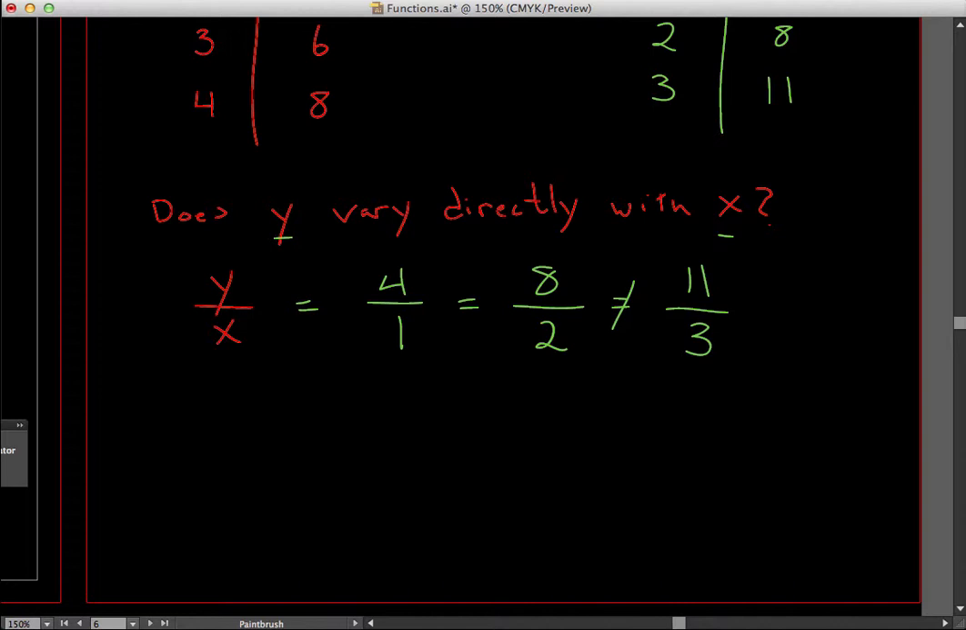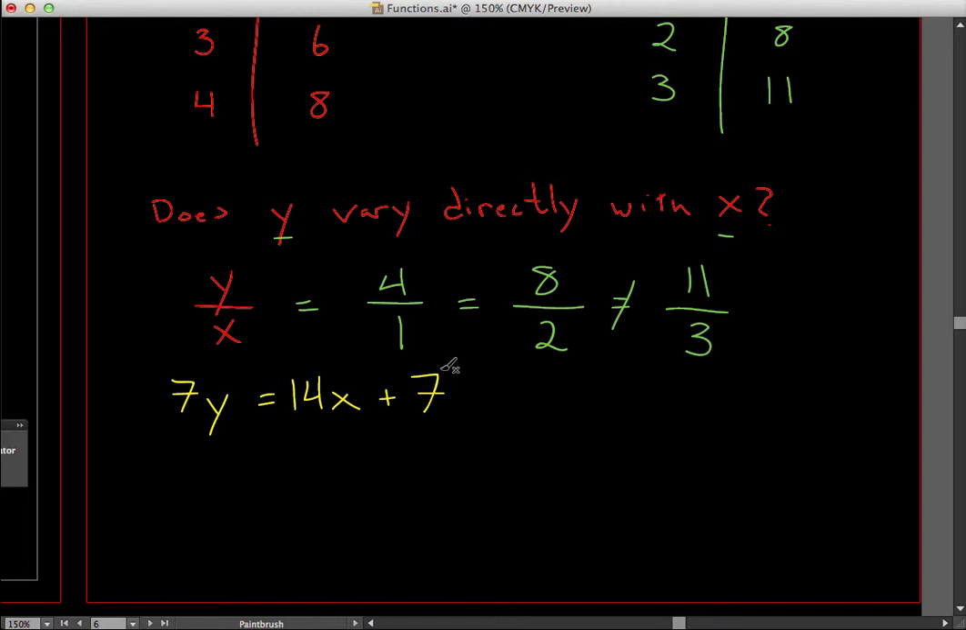Now the other way that we could be given this is if we were given an equation. So if we were asked, let's say, 7y equals 14x plus 7. Well, if we're given this equation and then we're asked if y varies directly with x, the same question that we were just trying to figure out earlier.